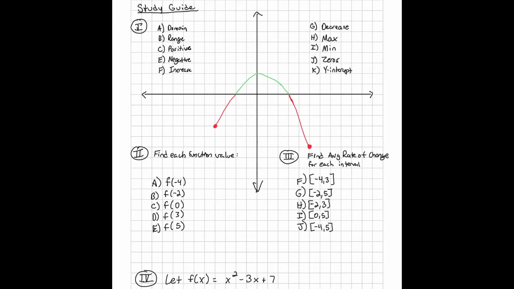What are all my possible x values on this function? We're starting at -4 and we are stopping at 5. And they're both included. Range, we're going from the bottom to the top. All possible y values, we're going from -5, and we're stopping at 2.